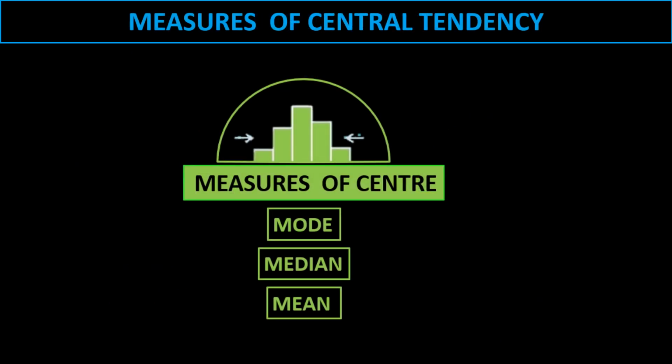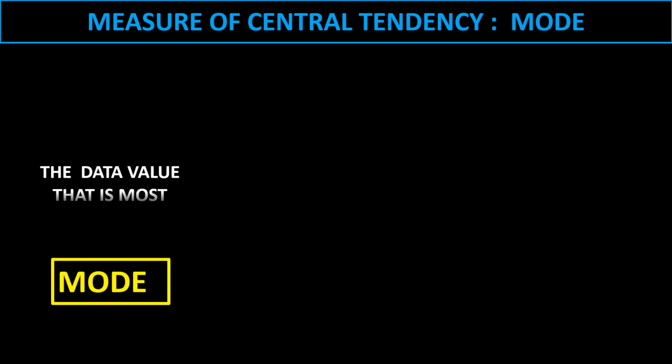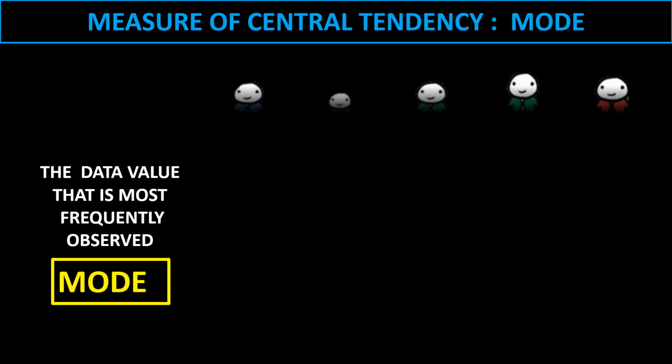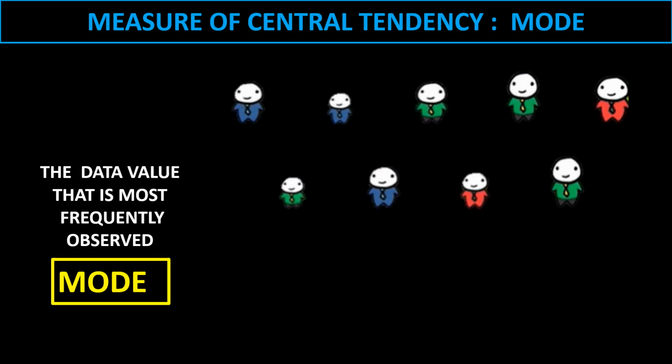Let's start off with the measures of center: mode, median, and mean. We're going to do each one individually. So let's start with the mode. What is the mode? That's the data value that is most frequently observed. It can also be data values, it doesn't have to be a single number. For example, let's say we've got 9 individuals and we have the record of their heights, given in centimeters.